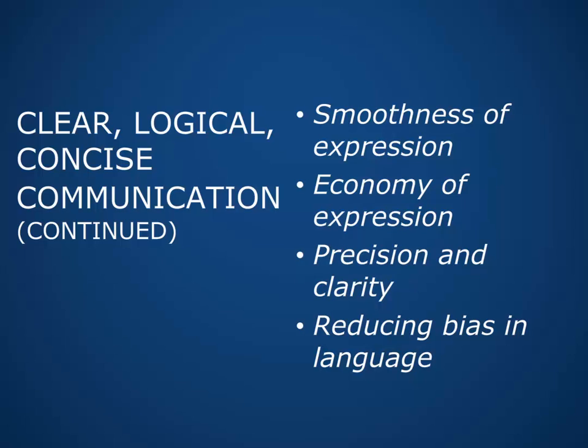APA provides guidelines for smoothness of expression in Section 3.06, economy of expression in Section 3.08, precision and clarity in Section 3.09, and reducing bias in language in Sections 3.12 to 3.17 that help you communicate clearly, logically, and concisely. In order to achieve smoothness of expression, use verb tenses consistently and correctly.